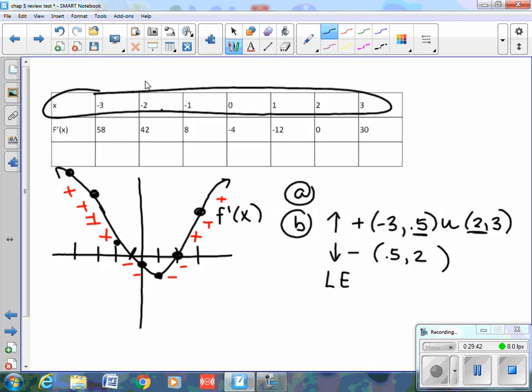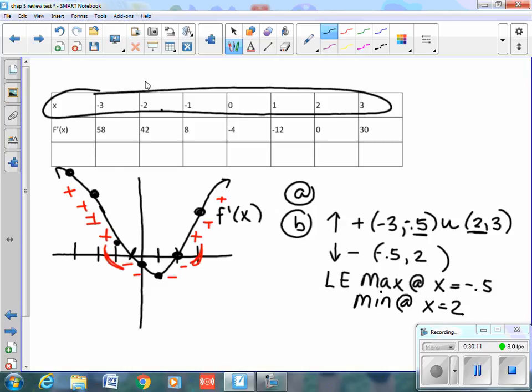Where are the local extremes? I went from a positive to a negative and a negative to a positive, so I know that there's a max at x equals, I made a mistake again, sorry. Negative 0.5, sorry. At negative 0.5. There's a minimum at x equals 2.